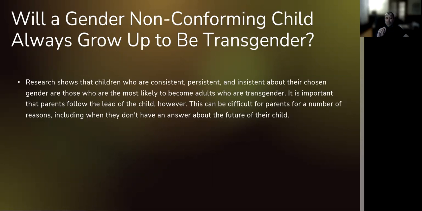It is important that parents follow the lead of the child. However, this can be very difficult for parents for a number of reasons, including when they don't have an answer about the future of their child.